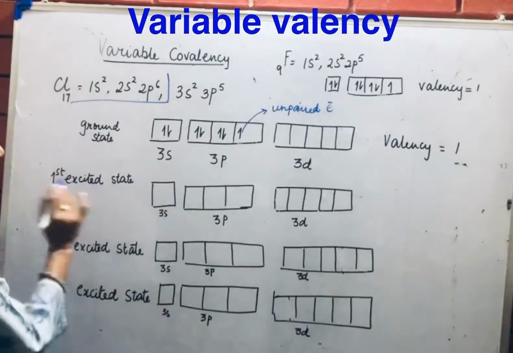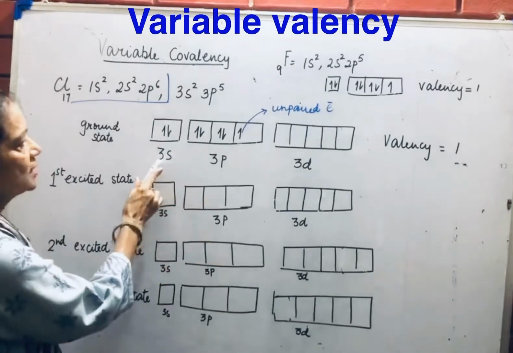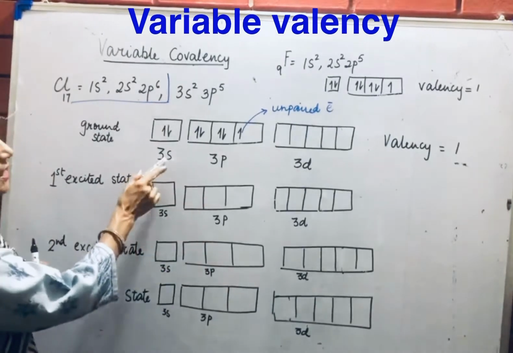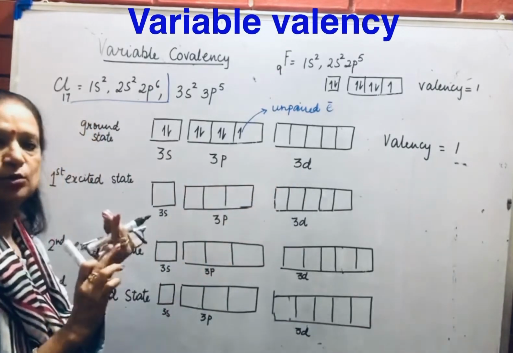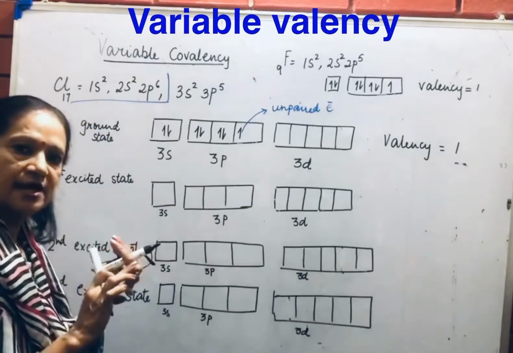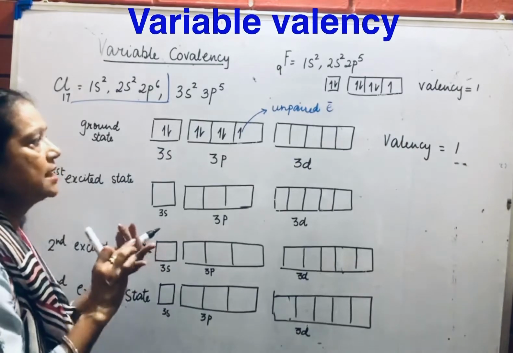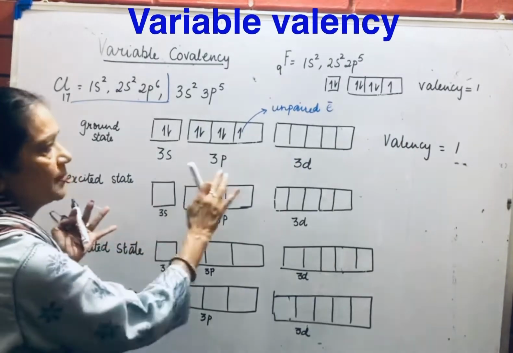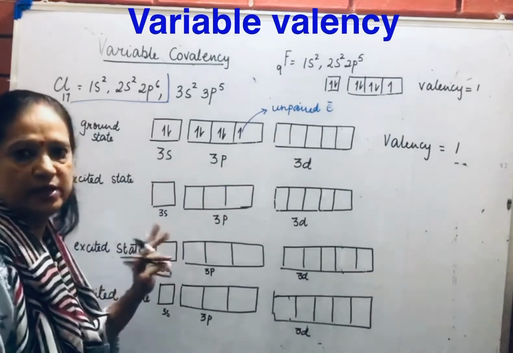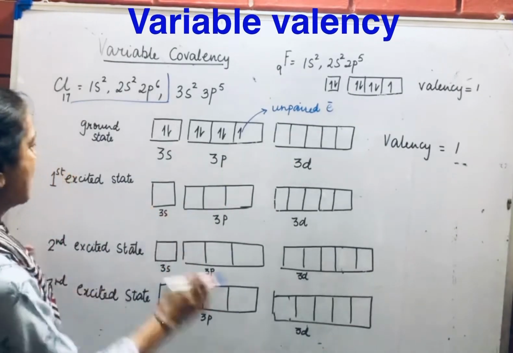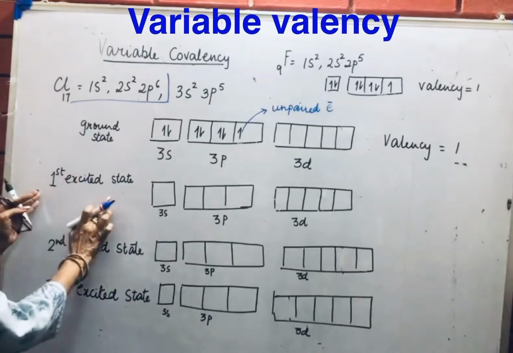Now in the excited state, you also know that in the third shell, we can have S, we can have P, we can have D. First shell can only have S, second shell can have S and P orbitals, and third shell can have S, P and D. So in this first case, 3D was vacant. There is nothing in that. I've written here excited state.